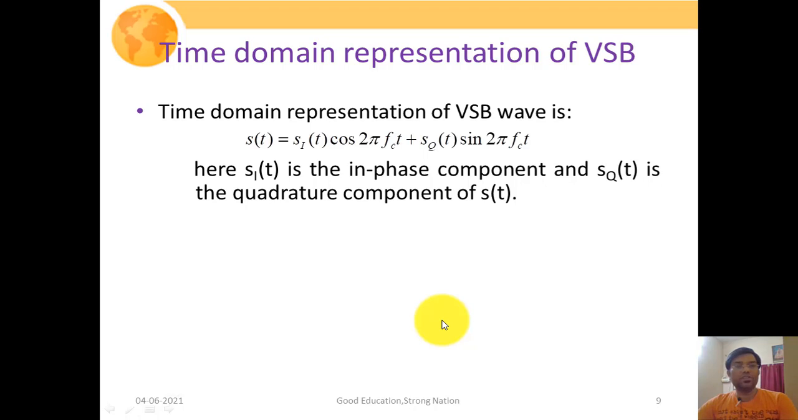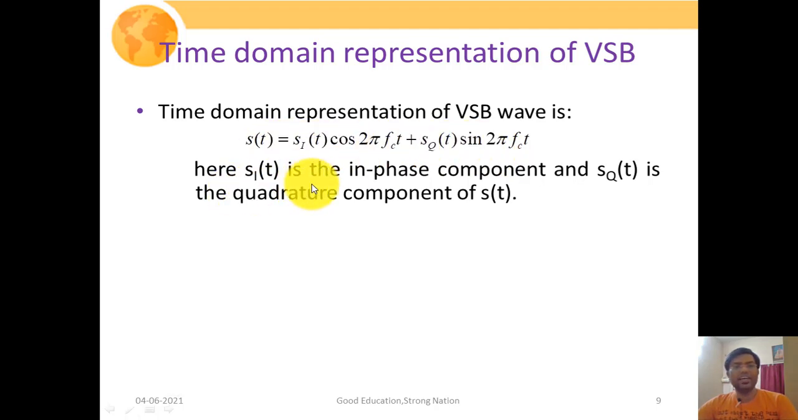Now we are going to discuss the time domain representation of the VSB signal. What does it look like? Since the VSB signal is also a band pass signal, and any band pass signal can be represented in this particular format, that is, the in-phase component multiplied with the cosine term and the quadrature component multiplied with sin(2 pi f_c t), the VSB signal can also be represented in the same form.